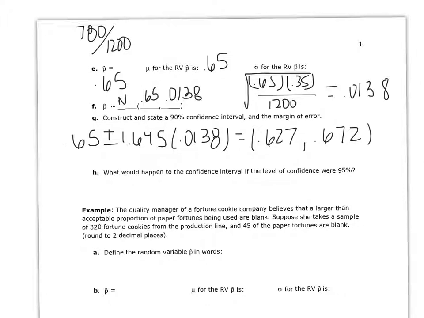Now we want to ask the question, what would happen to the confidence interval if the level of confidence were 95? We've talked about this a lot. When we increase the confidence level, we have to give something away, and what we give away is precision. So that means that the confidence interval would become wider. It would widen.